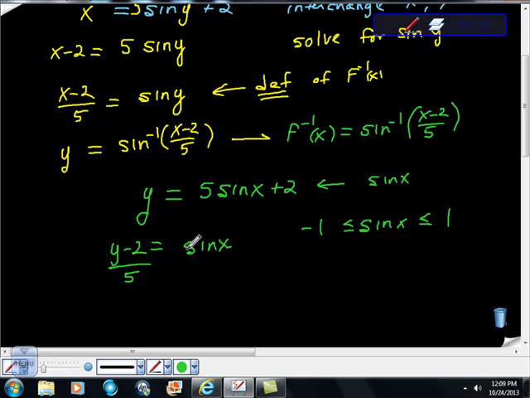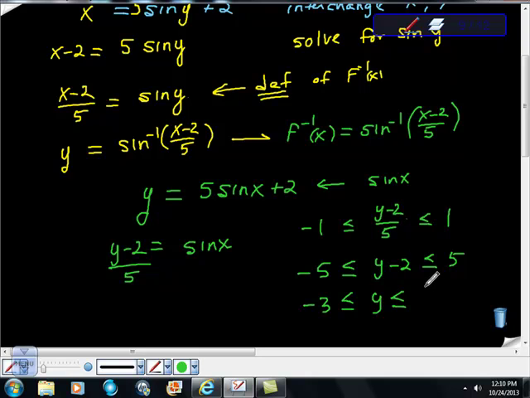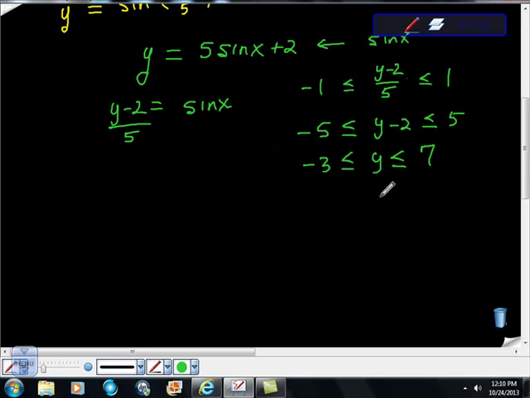But what we know here is that sine of x is y minus 2 over 5. So I'm going to put that in: y minus 2 over 5. To get rid of this 5, I'm going to multiply everything by 5. We'll get negative 5 is less than or equal to y minus 2, which is less than or equal to 5. From here, I have to add 2 everywhere to get rid of this negative 2. That takes us to negative 3 is less than or equal to y, and y is less than or equal to, remember I added 2 here, so this would be 7.